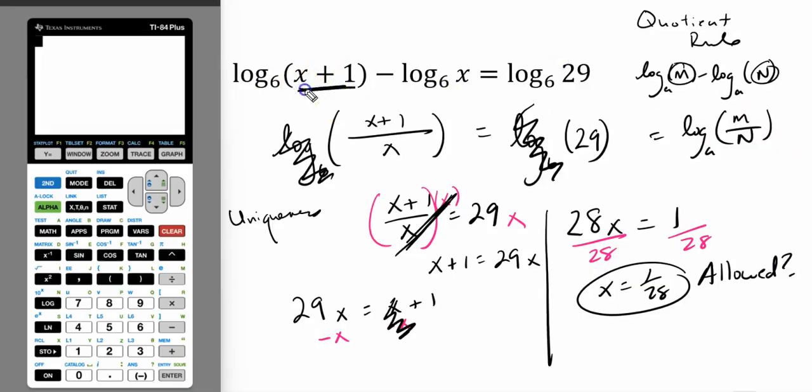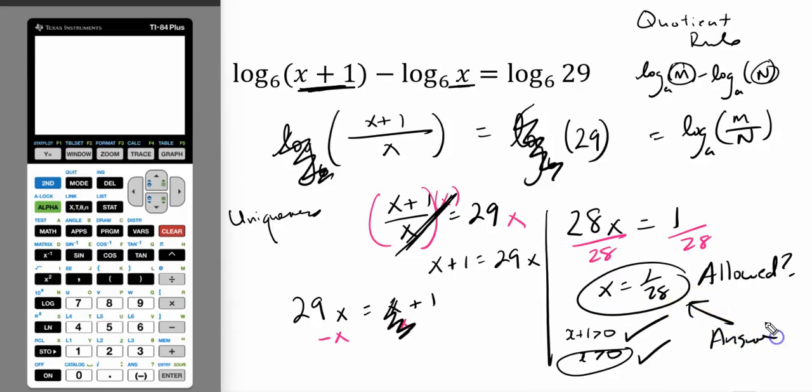Well, the arguments must be positive. So x plus 1 has to be positive, and x has to be positive in this case. Now, 1/28 is a positive number, so that's satisfied. And the fraction 1/28 plus 1 will also be a positive number. So that checks everything that we need. There's not an x over here, so I don't have anything more to check. Yes, it is allowed, and so this is our answer. That is the solution to that problem.